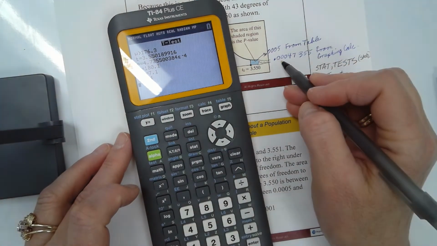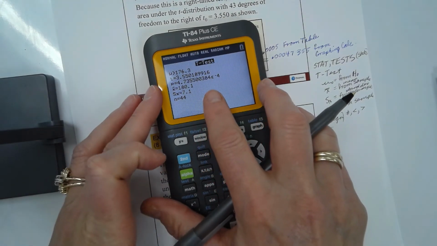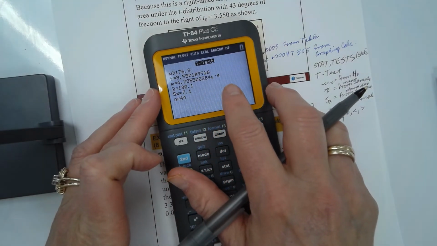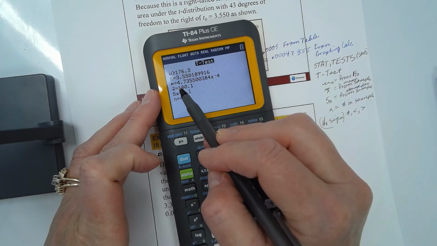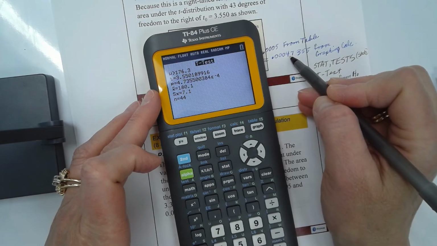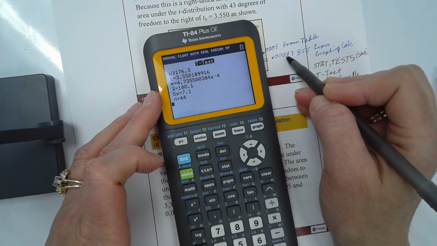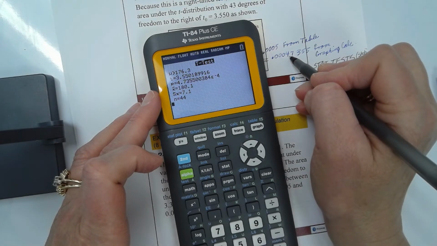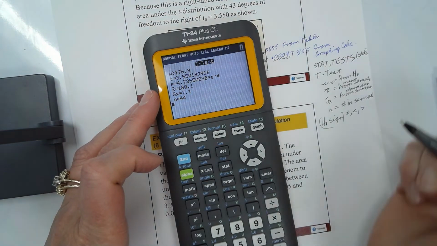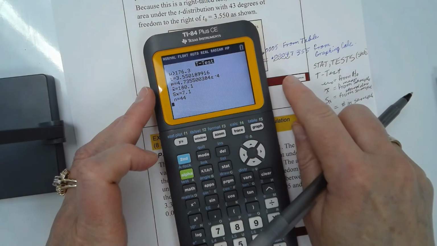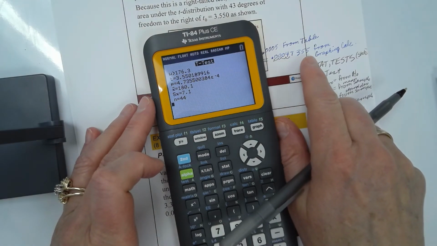What we got is 4.735500384 E negative 4. That E negative 4 means to take that decimal that was right here at 4.7 and move it 4 places to the left. So 1, 2, from here, 1, 2, 3, 4. So your p-value is 0.00047355.